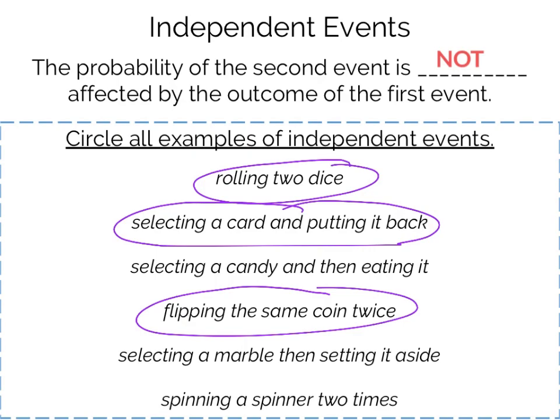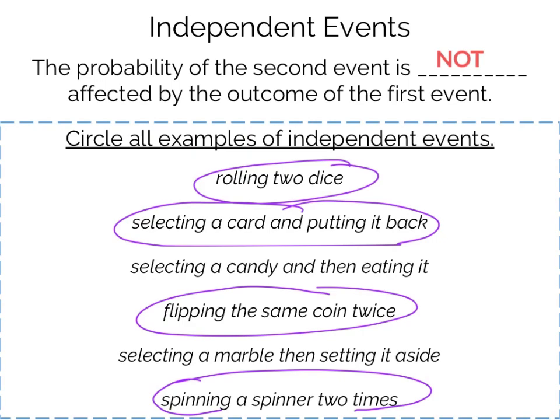Selecting a marble and then setting it aside is not independent because I've removed the marble from the jar and now the total number of marbles is different, so the total outcomes is different, so that's not going to be an independent event. And then spinning a spinner 2 times, that is going to be an independent event because the spinner is not going to be affected by each spin. The spinner is going to be different each time.